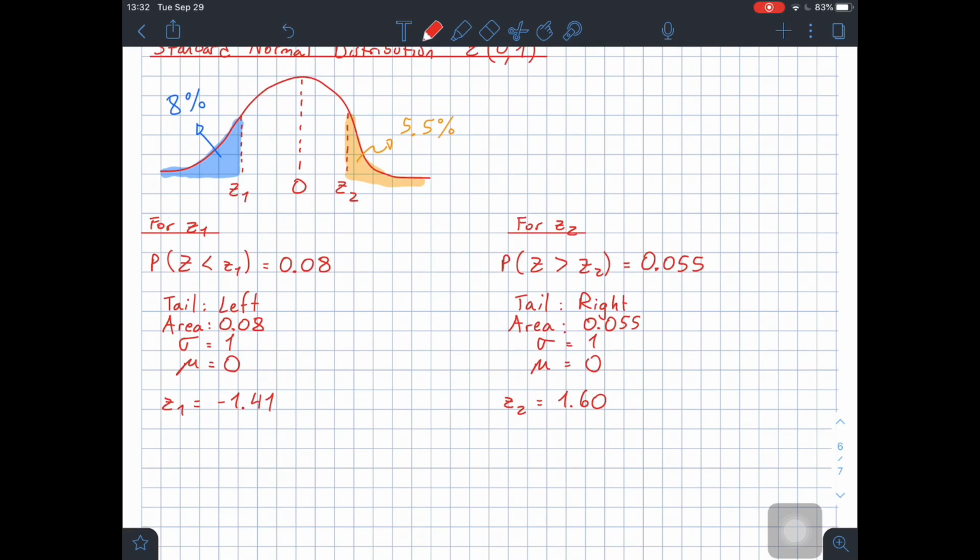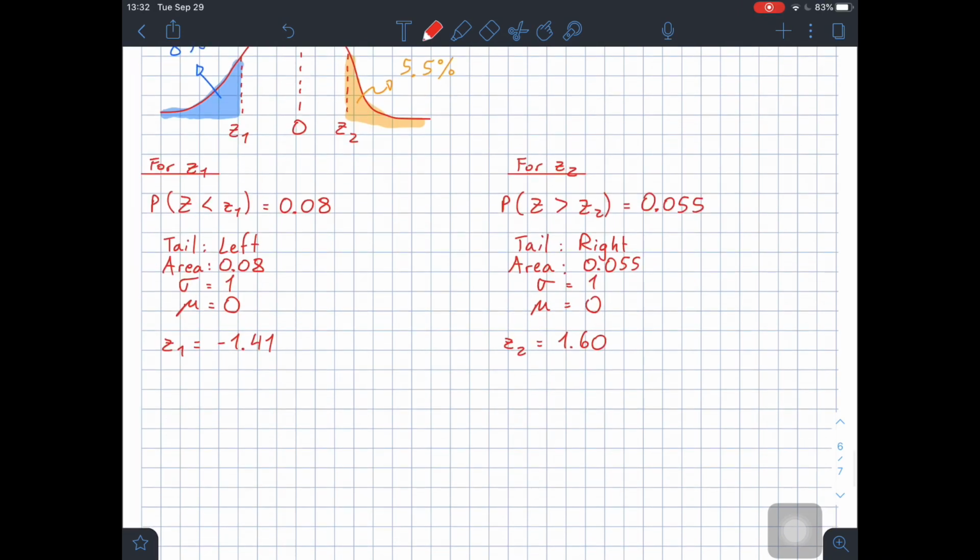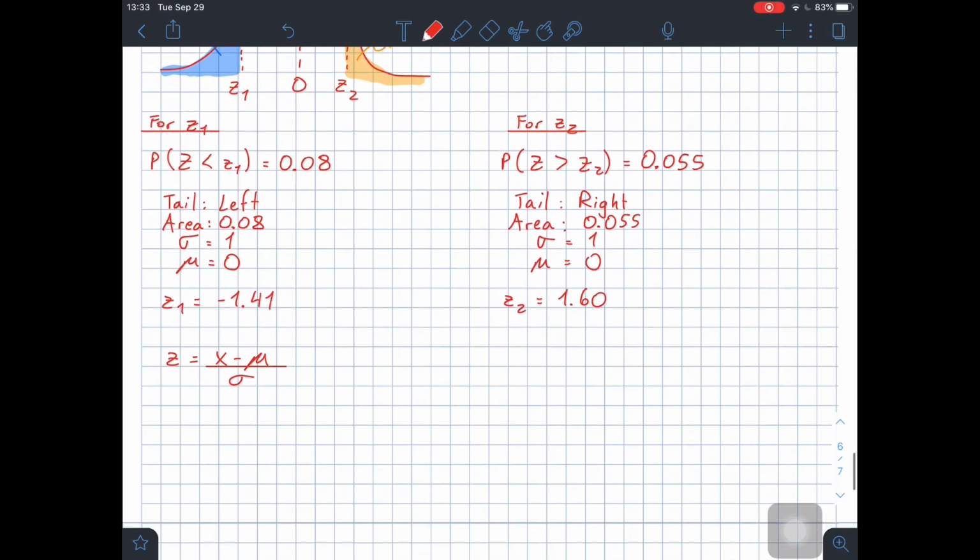Okay, so once again, we're going to go to this formula. C is equal to x minus the mean over standard deviation. I think you should already see where this is going. Remember that this formula is available in the formula booklet. You don't need to memorize this formula.